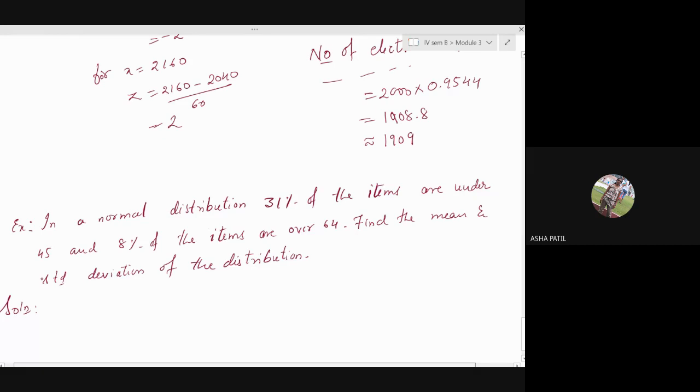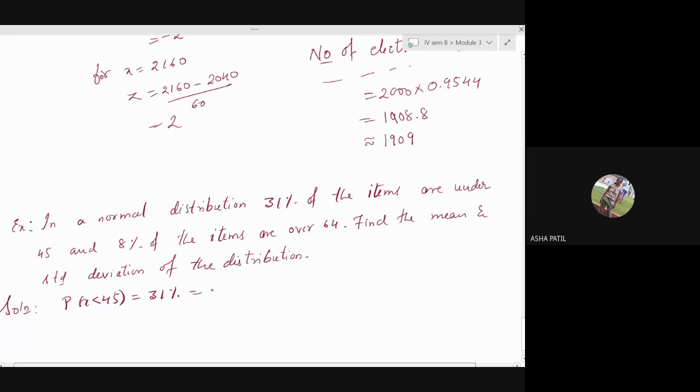Either X or Z, something should be there. What should I write? Probability of X less than 45 is 31 by 100. Come back once again, please. Probability that X is less than 45 is 31 by 100.